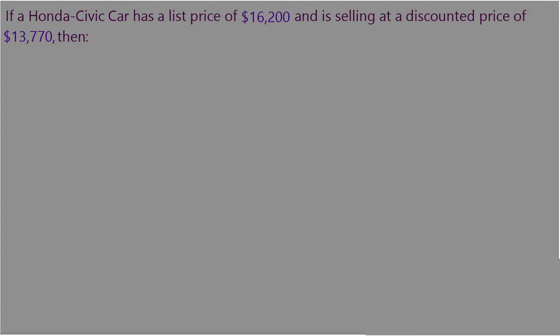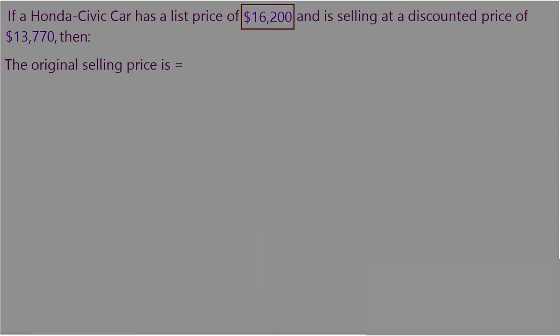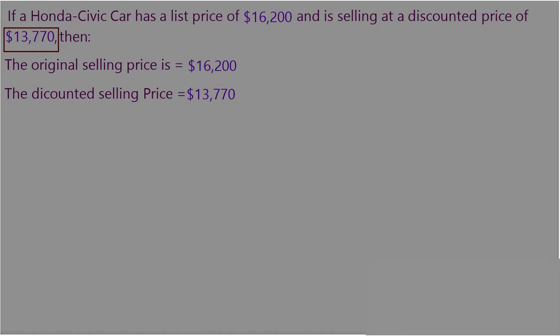So, if a Honda Civic car is listed at a price of $16,200 and is selling at a discount price of $13,770, what would be the discount? Since we already know the original selling price to be $16,200 and the discounted price to be $13,770, to get the discount offered, we subtract the discounted price from the original selling price.